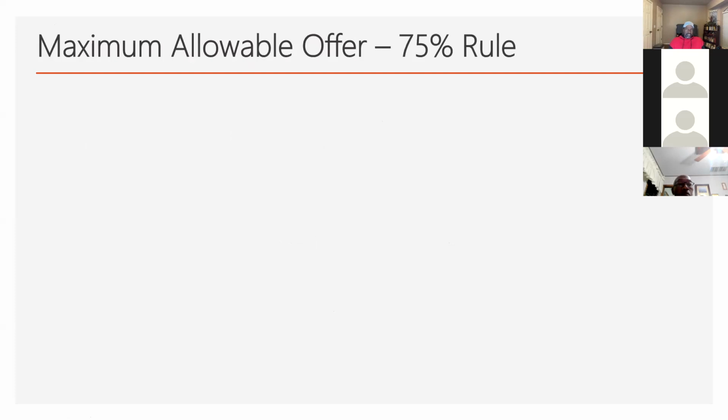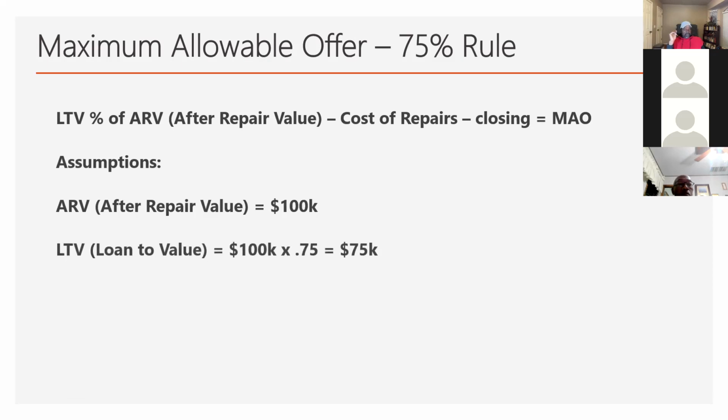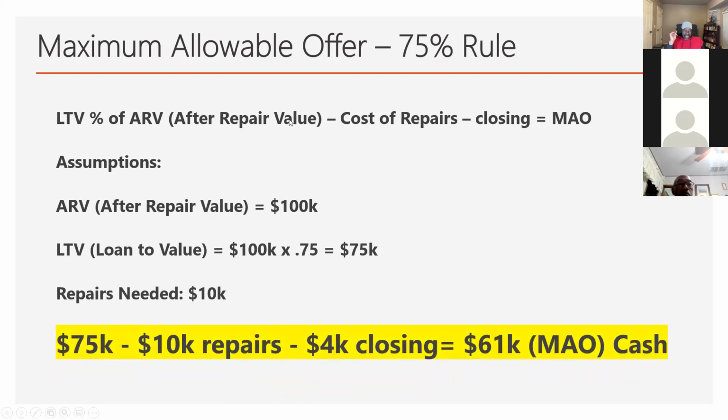So let's figure the maximum allowable offer real quick. The maximum allowable offer is going to be the ARV times our percentage, which is 75%, less repairs, less closing. That's going to give us our maximum allowable offer. So we said ours is 100,000. The bank will give us 75%. We know it needs 10,000 in repair. So the maximum allowable offer on this will be the 75K, minus 10, minus 4, which gives us 61K.